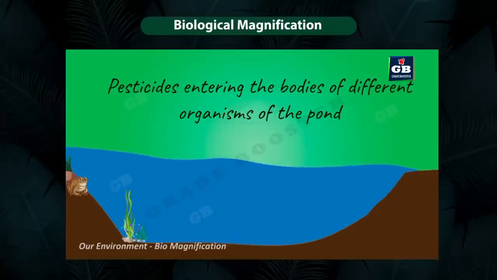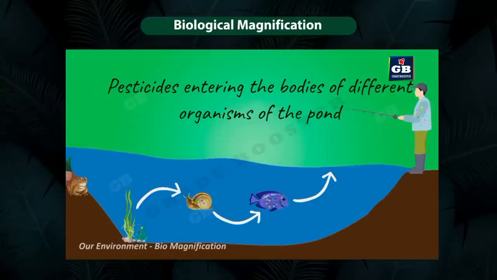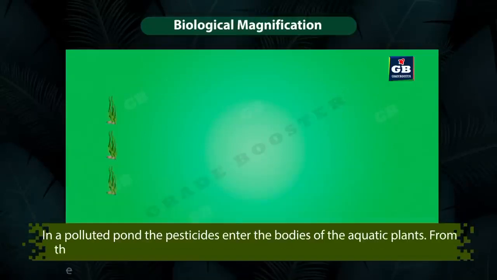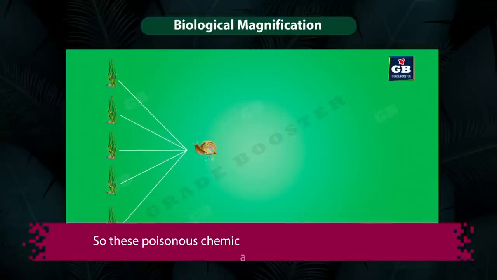If a pond is contaminated by pesticides and insecticides, these chemicals enter the bodies of aquatic plants and animals present in that pond. The amount of pesticide residue increases if we go up in a food chain. Let us see how it happens. In a polluted pond, the pesticides enter the bodies of the aquatic plants. From the same pond, a snail may eat lots of such polluted plants in its lifetime. So these poisonous chemicals enter the bodies of the snail.